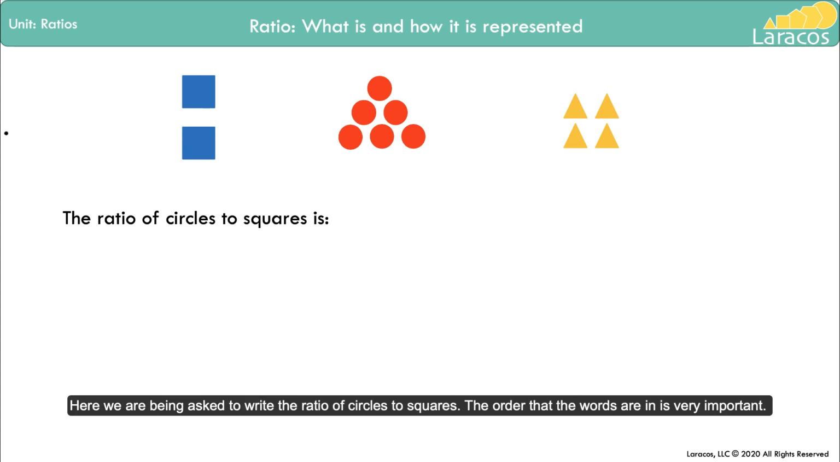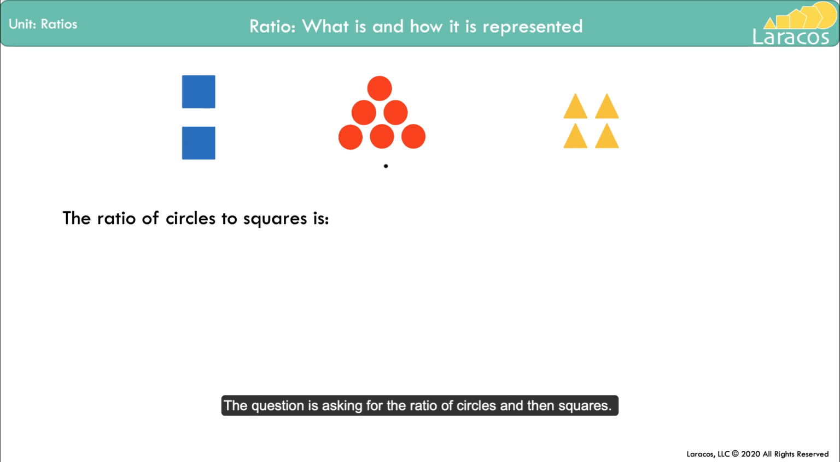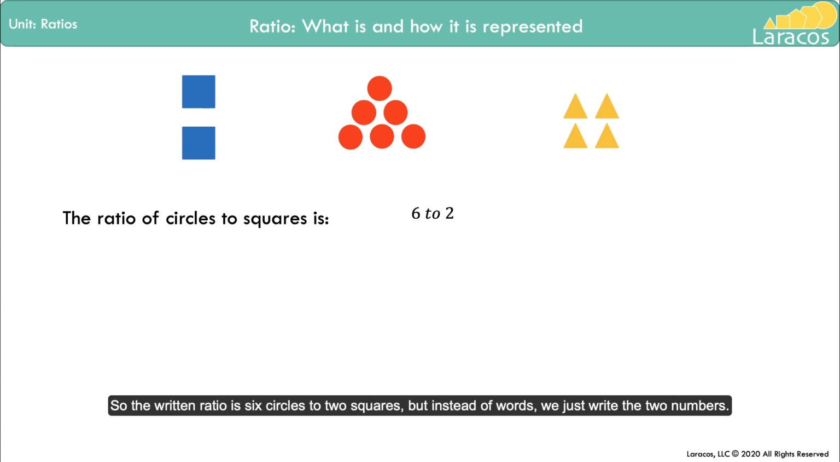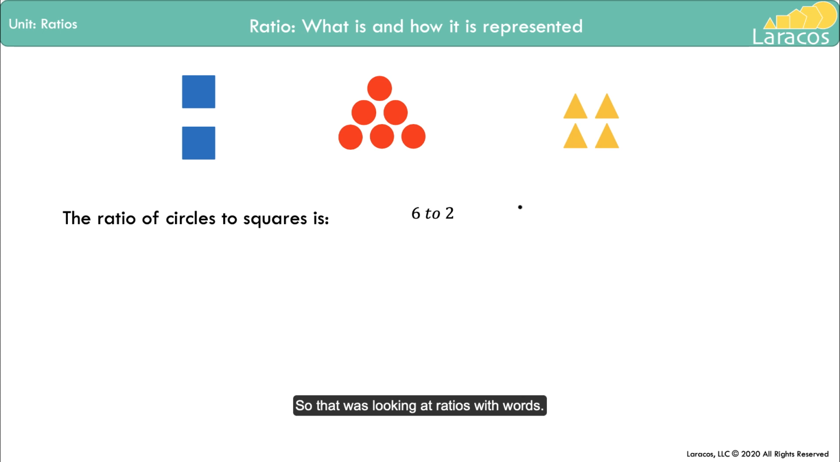Here, we are being asked to write the ratio of circles to squares. The order that the words are in is very important. The question is asking for the ratio of circles and then squares, so first we would write down the number of circles and then the number of squares. Here we can see that we have 6 circles and we have 2 squares. So the written ratio is 6 circles to 2 squares, but instead of words, we just write the 2 numbers.